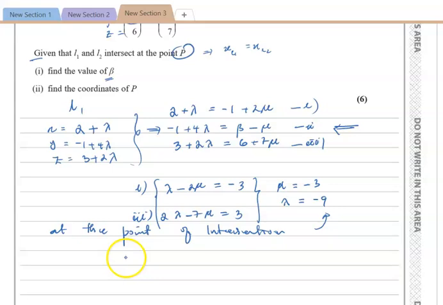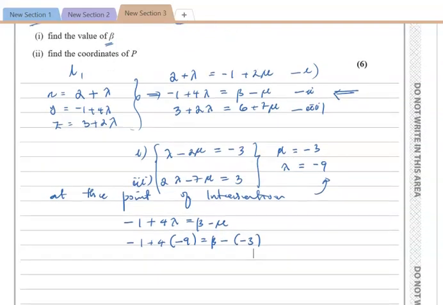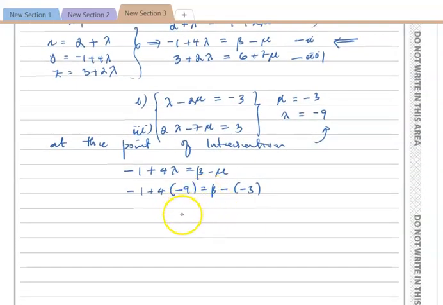The second equation says that minus 1 plus 4 lambda is equal to beta minus mu. We have the value of lambda, so minus 1 plus 4 into lambda, which is minus 9, equals beta minus mu, whereby mu is minus 3. You place it in your calculator and you find that your beta is equal to minus 40. That's part A of the question.